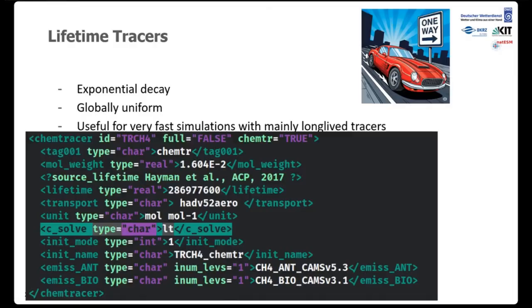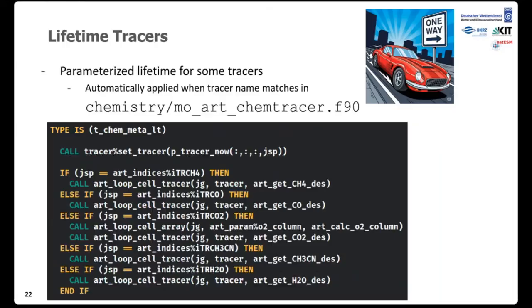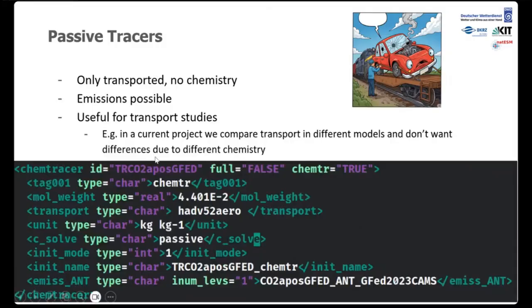But with this lifetime tracers, we also have some specially defined tracers. So they have a parameterized lifetime, and they are automatically applied when tracer name matches this list here. So if you define tracer that's called TRCH4, TRCO, TRCO2, TRCH3CN, or TRH2O, and define lifetime, then automatic parameterization is applied. Now just go back. That's, for example, why here, for the CO2 tracer, I used a different name, so that not something is automatically happening.